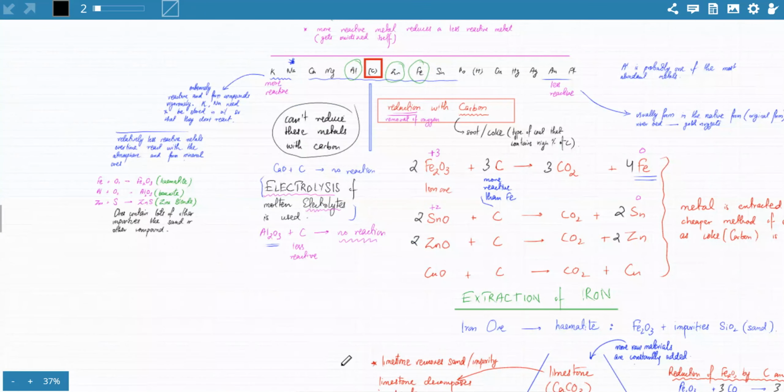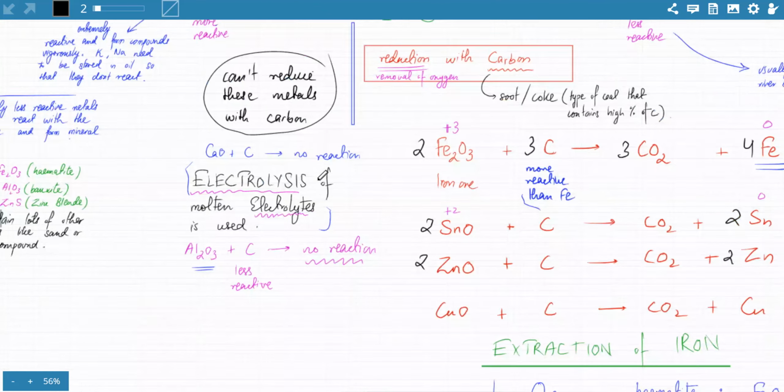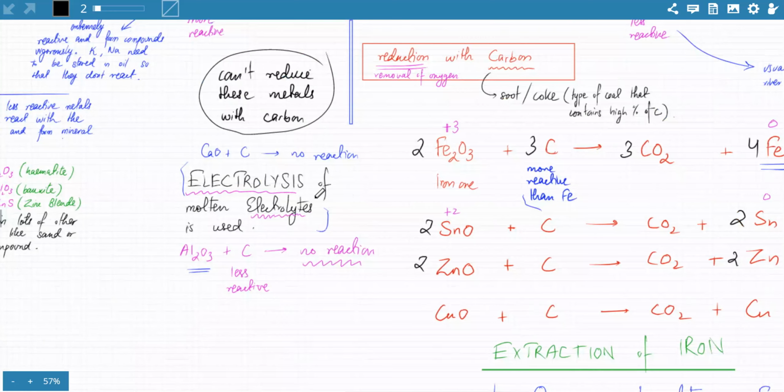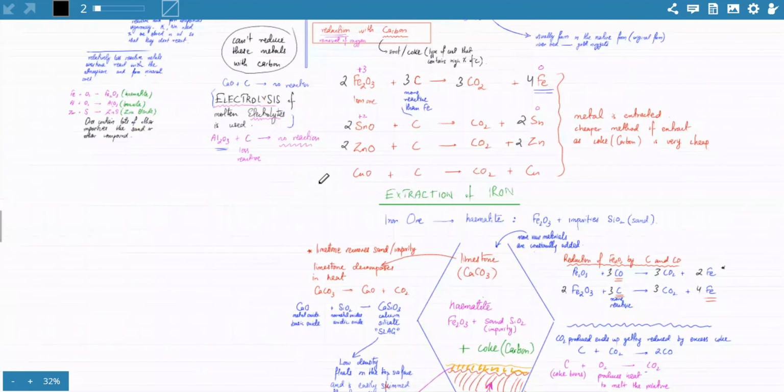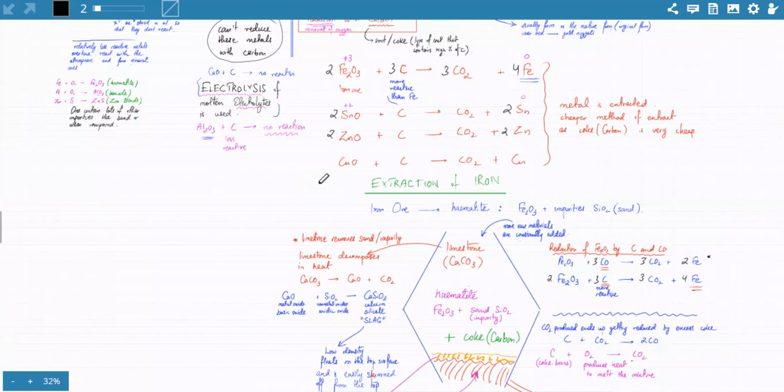But for the ones that are higher up in the reactivity series, carbon cannot do much. So for them, electrolysis of the molten electrolyte has to be done. That's the process that's used. So you have to use electrolysis in that particular case. Yes.